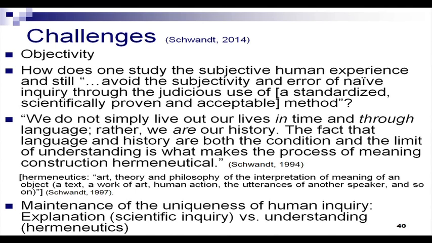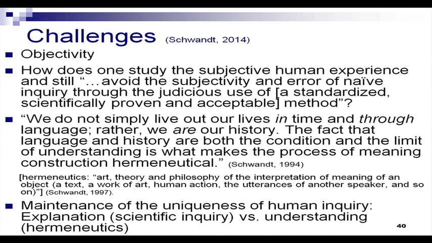We are creating history by being within the context, by using the language that we are using. The fact that language and history are both the condition and the limit of understanding is what makes the process of meaning construction hermeneutical. Now, hermeneutics is the art and theory and philosophy of the interpretation of meaning of an object. So how do we interpret meaning? The philosophy behind interpretation of meaning is called hermeneutics.